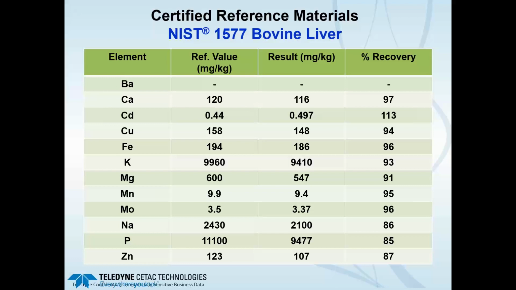So the first one we looked at was the bovine liver. And as you see, comparing the reference values, milligrams per kilogram dry material, to the actual result obtained, we're getting very good recoveries. One element in particular that was quite low is cadmium in the liver.